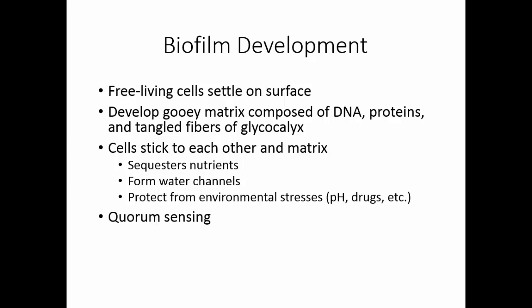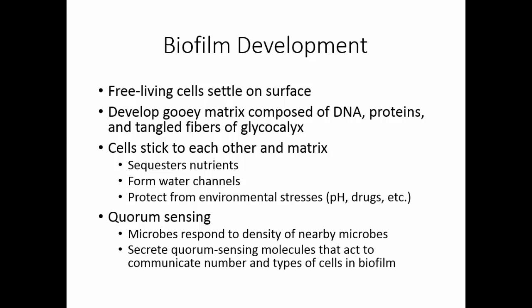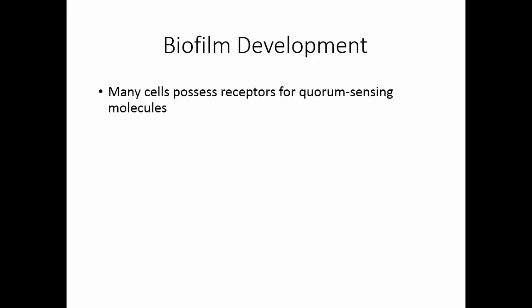As the organisms develop, they start producing quorum sensing molecules. Microbes begin to respond to the density of nearby microbes. These quorum sensing molecules are secreted and they act to communicate the number and types of cells that are in the biofilm. Many cells will possess receptors for quorum sensing molecules. As the density increases, so does the concentration of these molecules.